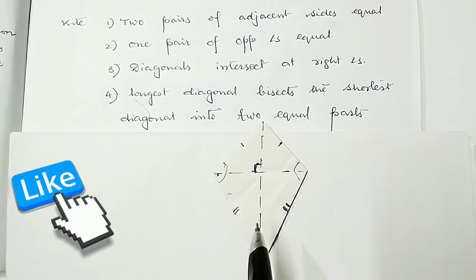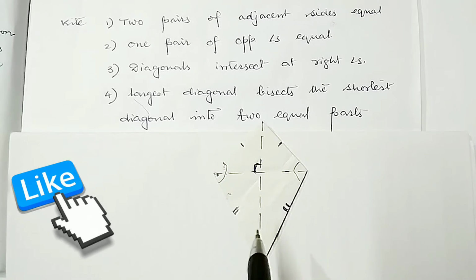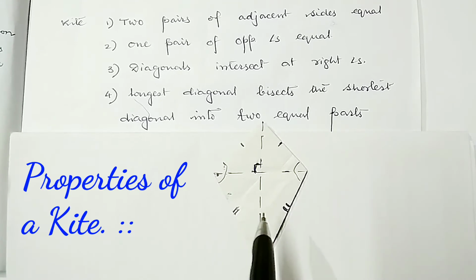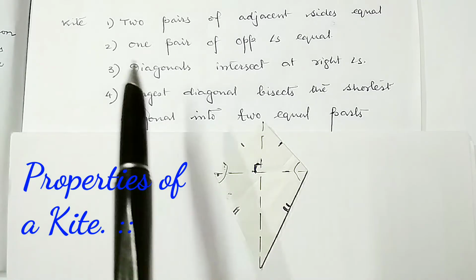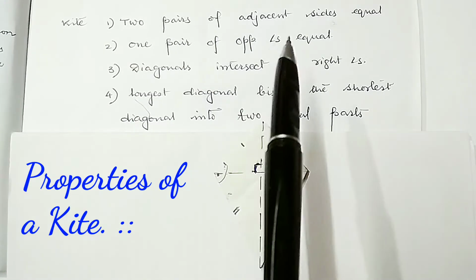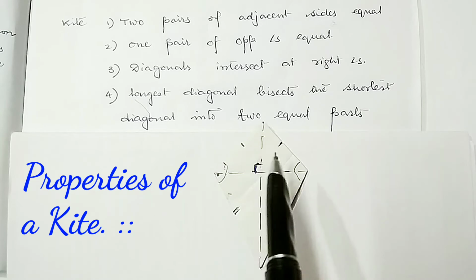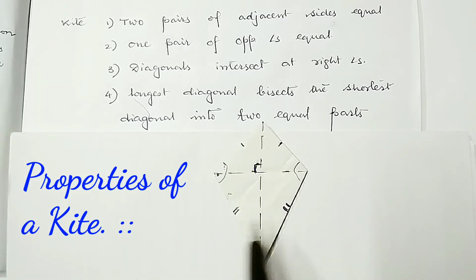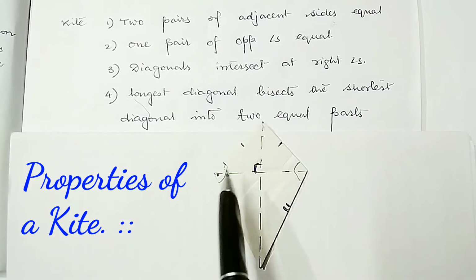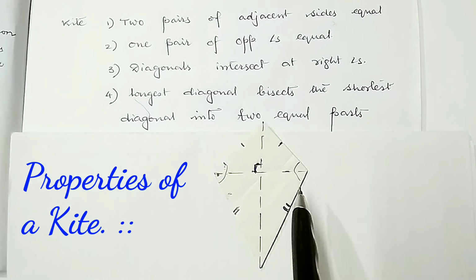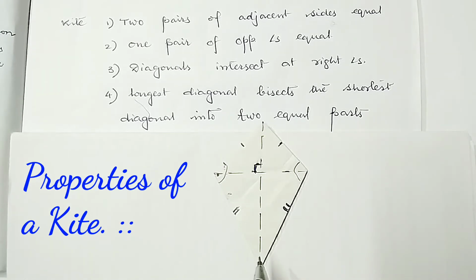Now let me discuss the properties of a kite. You must have seen kites flying in the sky and their shape is quite similar to this one. So what are the properties of a kite? Two pairs of adjacent sides are equal. So as you can see, these two sides are equal and these two sides are equal. One pair of opposite angles equal. So here this angle and this angle will be equal, but these two will not be equal.